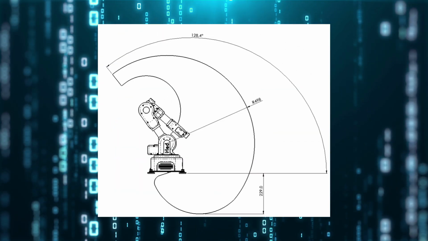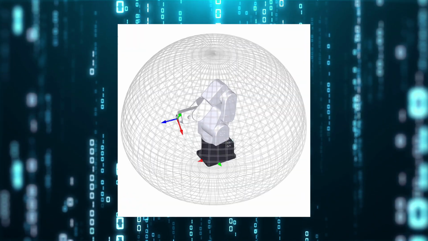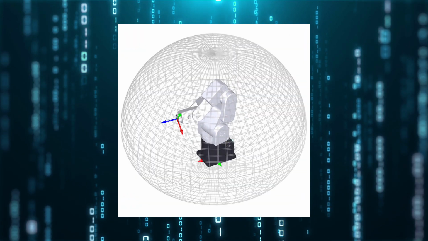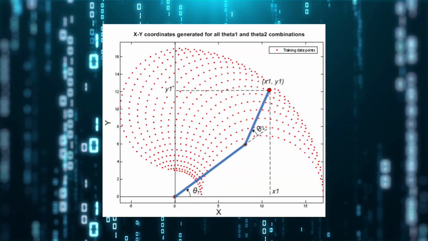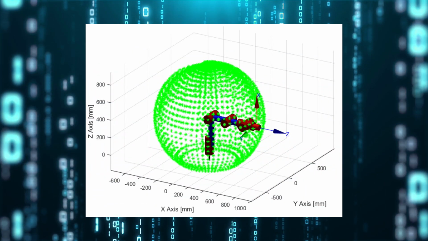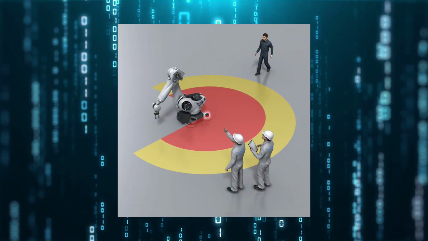The workspace. Every robot arm has an imaginary sphere around it that represents the effective range of the robot. This means that the robot can touch any point within this 3D space. Knowing what this workspace is plays a critical role in safety and helps us understand how the robot interacts with its environment.